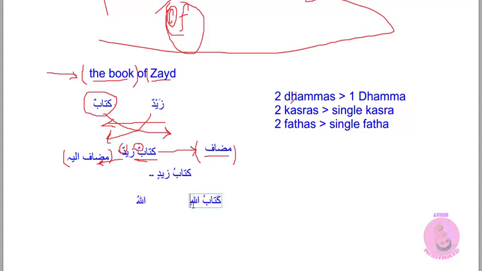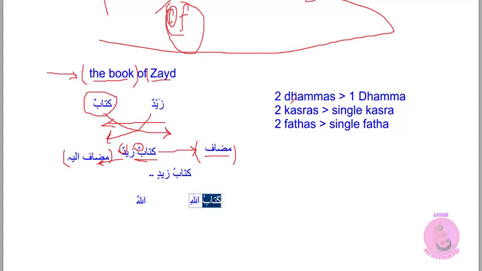The possessor, the mudaf ilayhi, will have a kasra under its last letter. Always the possessor, the second noun in a possessive phrase in Arabic, will have a kasra under it. Sometimes it will have two kasras, sometimes a single kasra. In the case of Zaydin, it had two kasras, and in the case of Allahu, it has a single kasra. It depends on the type of noun, and we will discuss the types of nouns in later lectures. But this is the rule. You have to remember this.